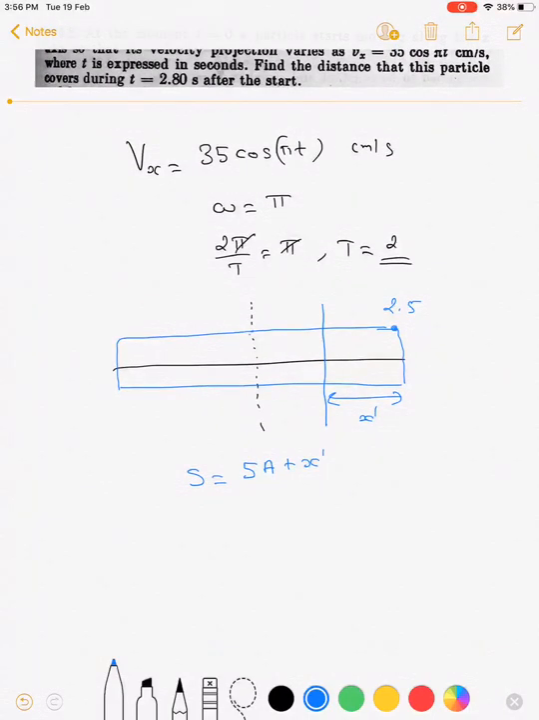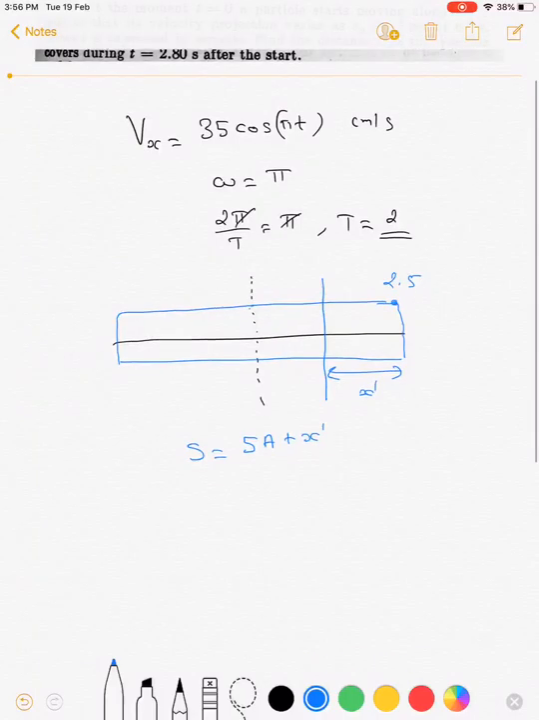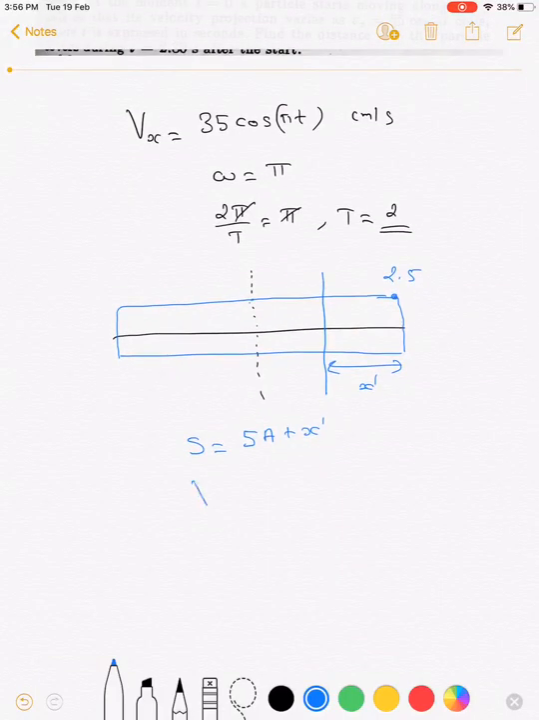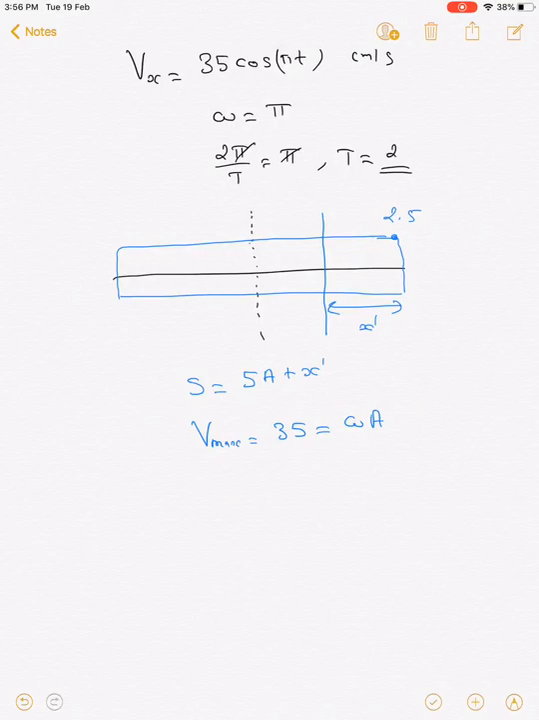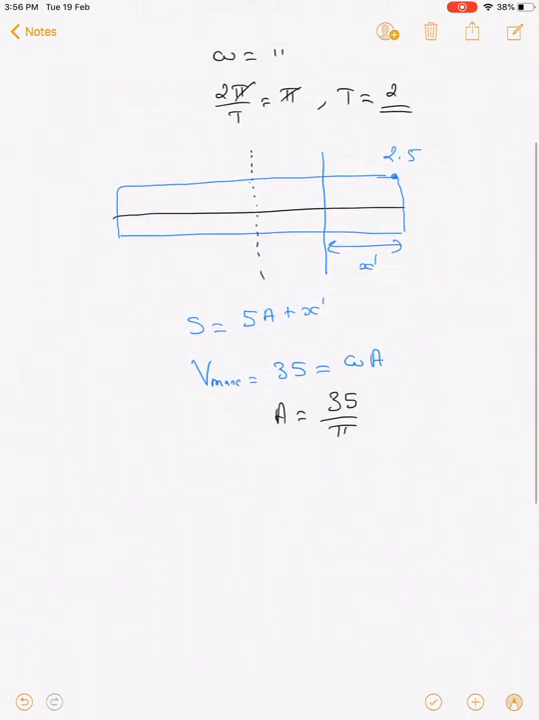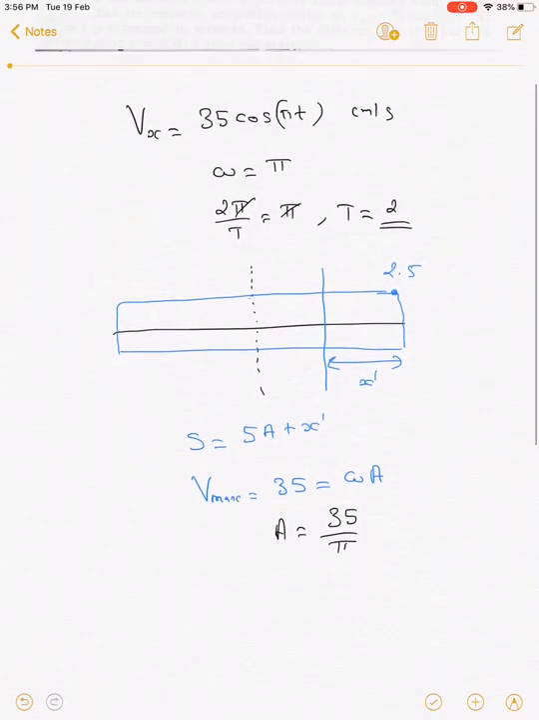According to the equation Vx equals 35 cos pi t, the maximum possible value of velocity is 35, which is equal to omega times A. So we can write A equals 35 divided by omega. The value of omega is pi, so A is 35 divided by pi. Now we can find the value of x dash.